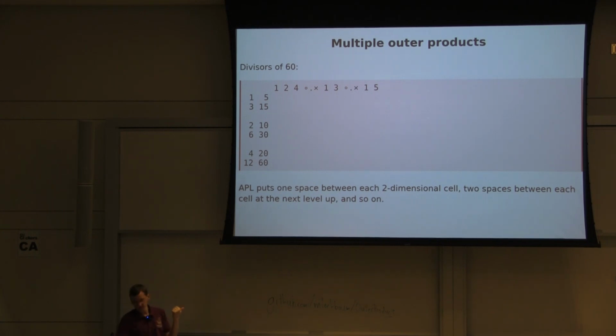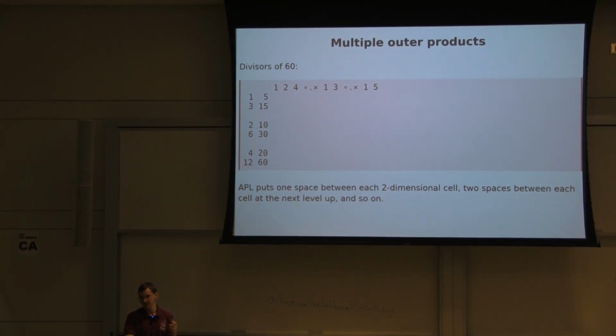You can also take multiple outer products. As an example, this would be the last step in computing the divisors of 60. If I have 60, I can get all its divisors by taking the prime factorization, and then every divisor has at most that many prime factors.